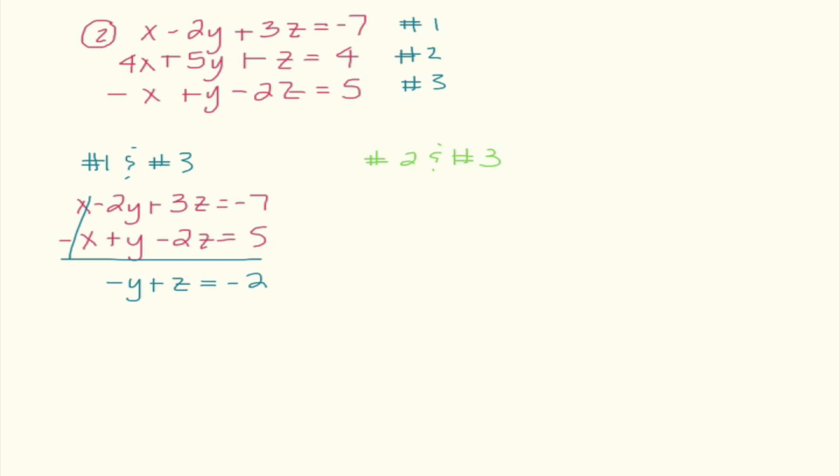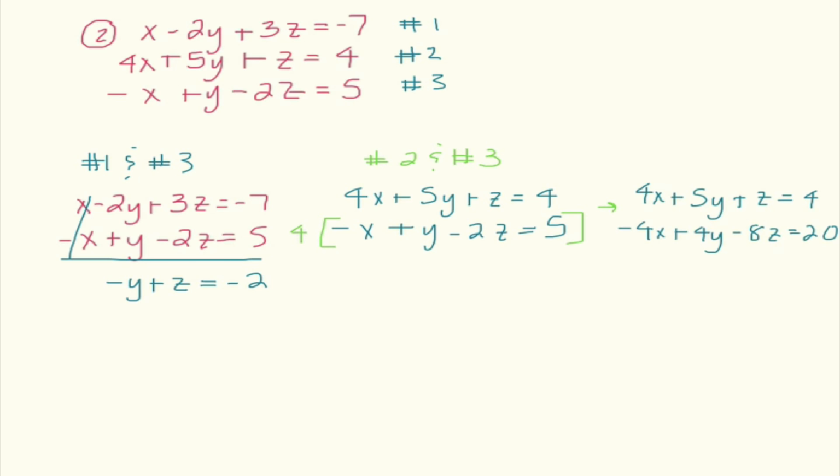Now I need to choose a combination of different equations. I could either use 1 and 2 or use 2 and 3. I'm going to use 2 and 3 because this one already has a negative, and I know I need these to be opposites. So I'm going to go ahead and multiply this whole equation, equation number 3, by a 4. When I do this, I get negative 4x plus 4y minus 8z equals 20. So I'm going to add these together now. My x's cancel, and I get 9y minus 7z equals 24.